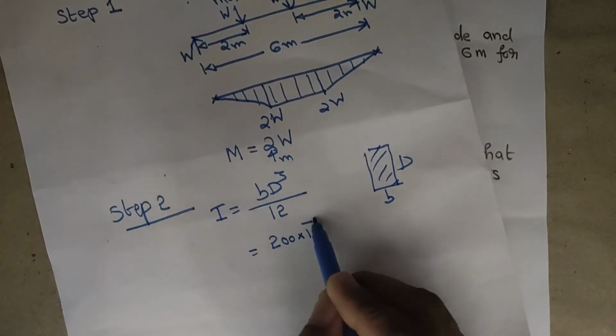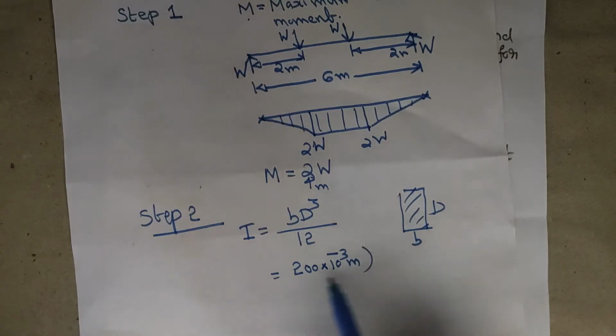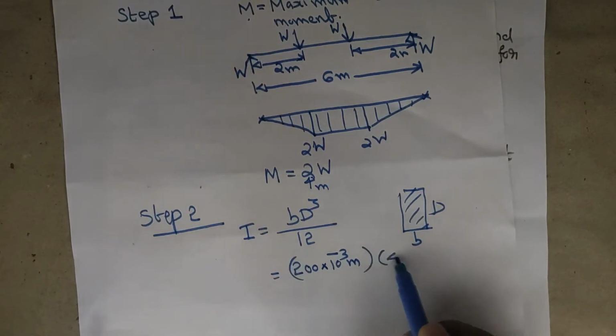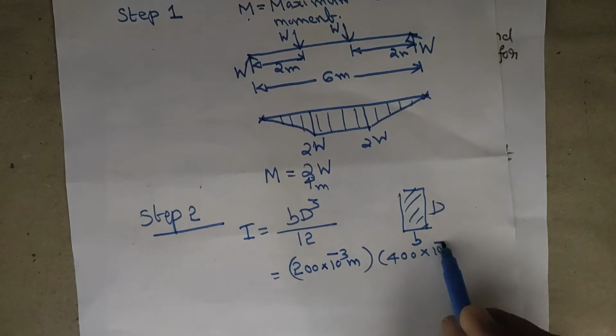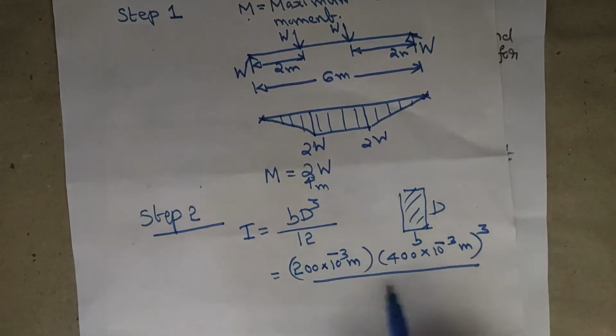So into 10 raised to minus 3 meter. I told you in the beginning that I will be following meter and kilonewton units. So into d, 400 millimeters means 400 into 10 raised to minus 3 meter to the power of 3 divided by 12. So that we will calculate.